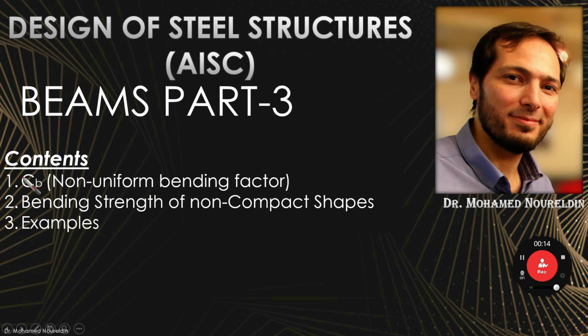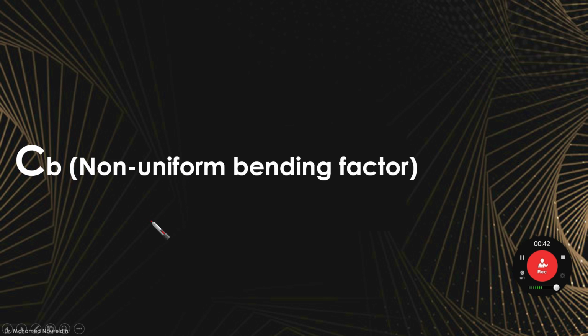The main contents for today's lecture are going to be about two main things and then application. The first one is CB. We're going to talk in detail about CB, the non-uniform bending factor. And number two, I'm going to talk about the bending strength of non-compact shapes. After that, we are going to take some examples to highlight what we have explained. Now, let's understand more about CB, which is the non-uniform bending factor.